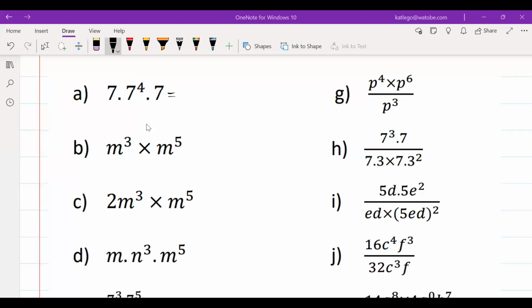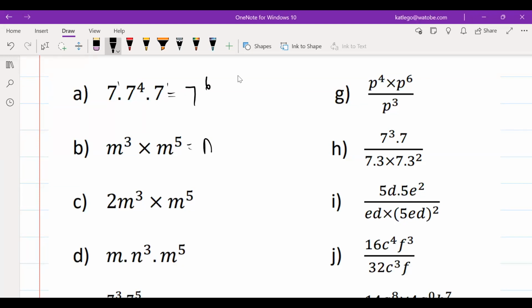Yes, guys, 7 to the power of 6, because if there's nothing there, there's an invisible 1. So it will be 1 plus 4 plus 1, which is 6.